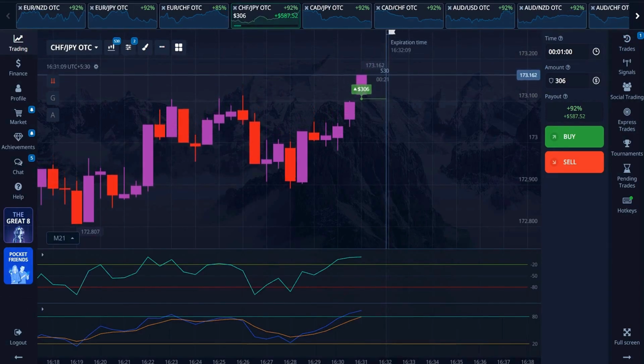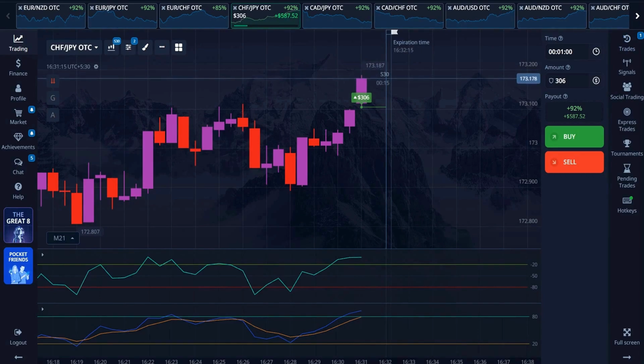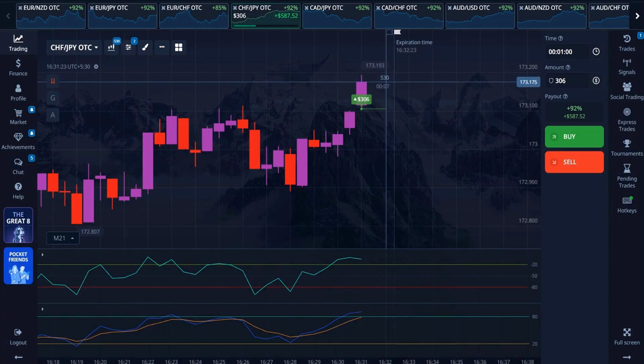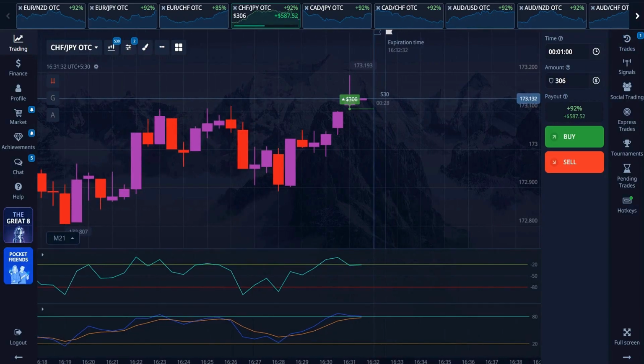The Williams %R has just crossed above the red line, showing that the price is moving out of the oversold zone. And right after that, the blue line of the stochastic oscillator crosses above the orange line, which confirms upward momentum. When both of these signals align like this, it's a strong indication that the price is likely to go up. And that's exactly why we've entered a buy trade here. The trade is now live, so let's wait and see how this one plays out.